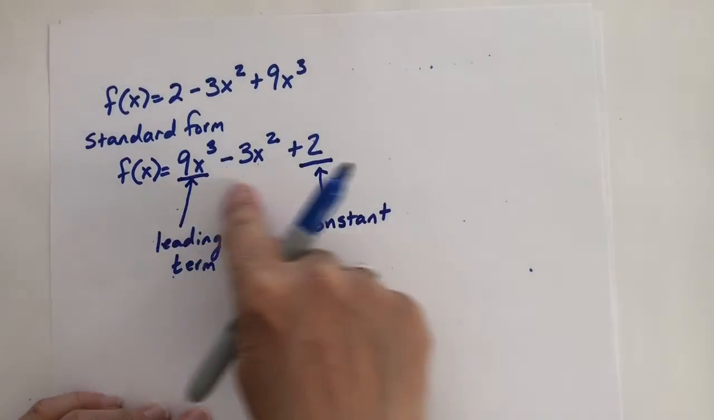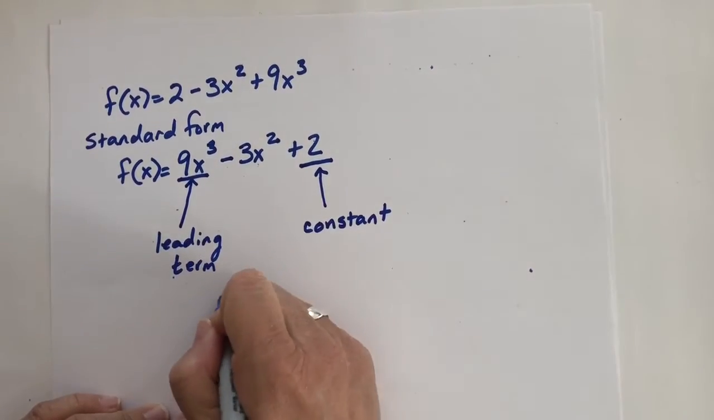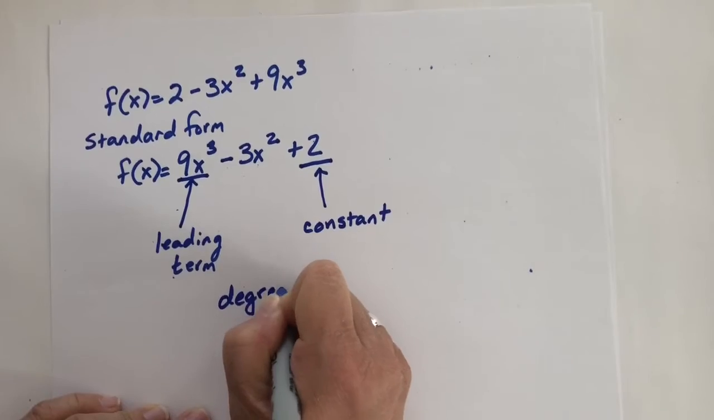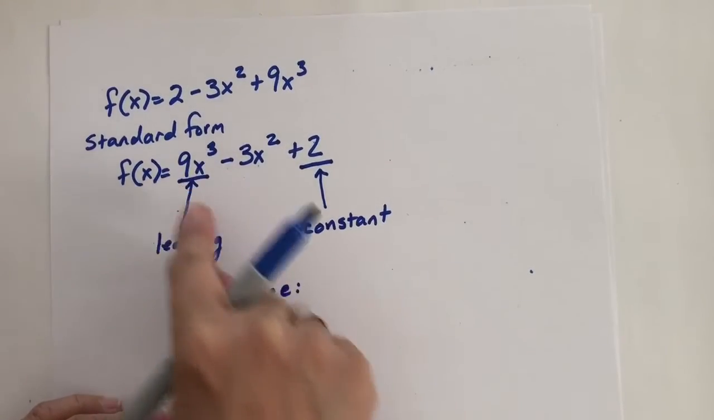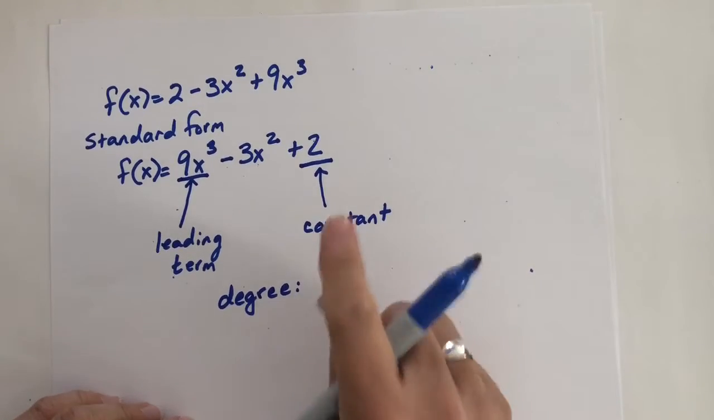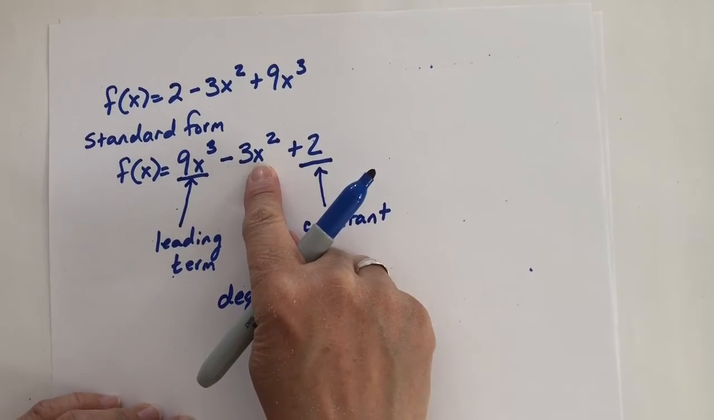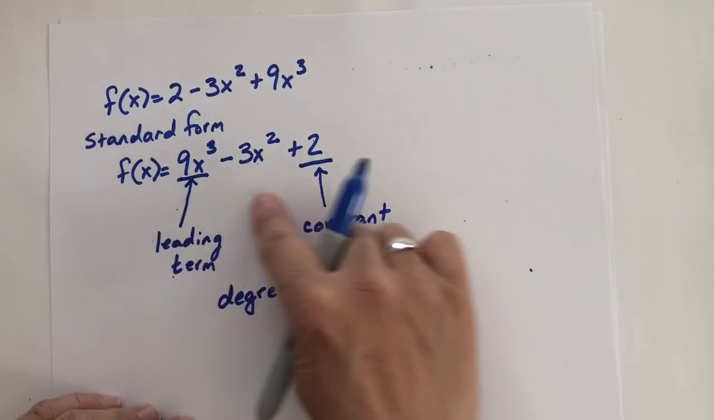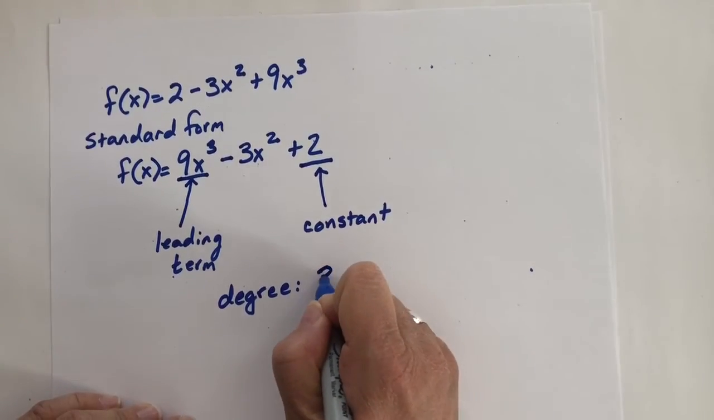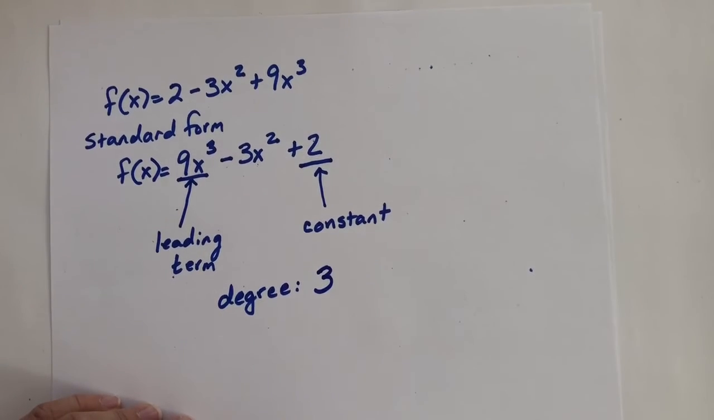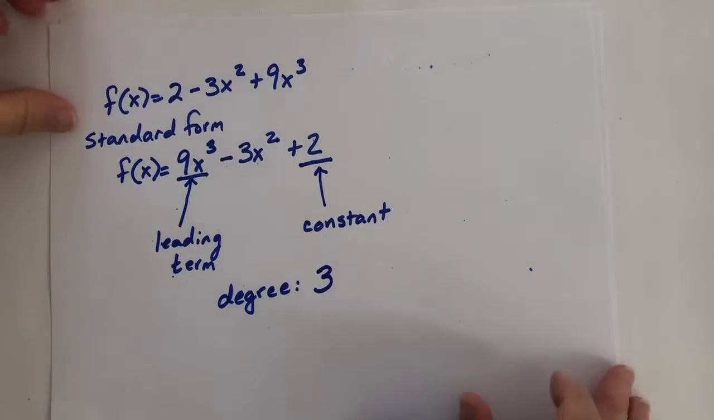The degree of this polynomial, I didn't list that, the degree is the degree of the term of highest degree, right? This is degree 0, this is degree 2, this is degree 3. We say the degree of the polynomial is equal to the degree of the term of highest degree. So this is a third degree polynomial. Let's do another one.